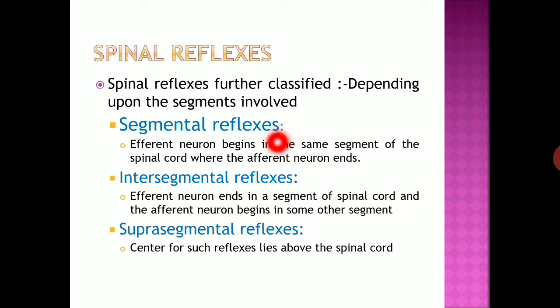Now what is segmental? Efferent neuron begins in the same segment of the spinal cord where afferent neuron ends. So it is known as segmental. Intersegmental, efferent neuron ends in a segment of spinal cord and afferent neuron begins in some other segment. And in suprasegmental reflex, center for such reflexes lies above the spinal cord.